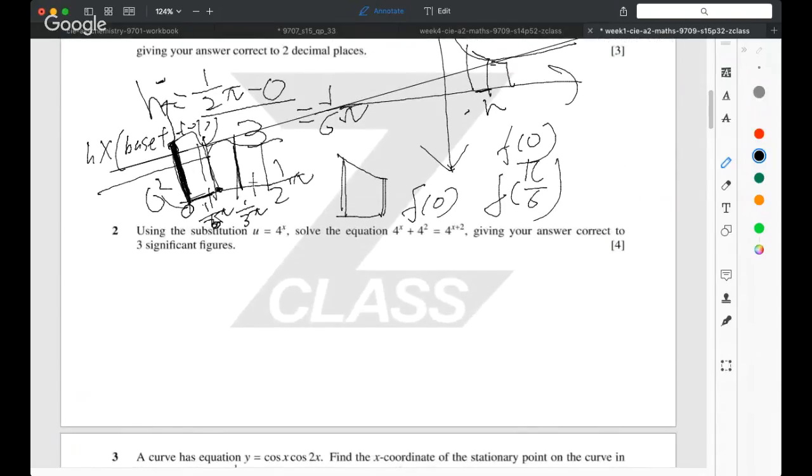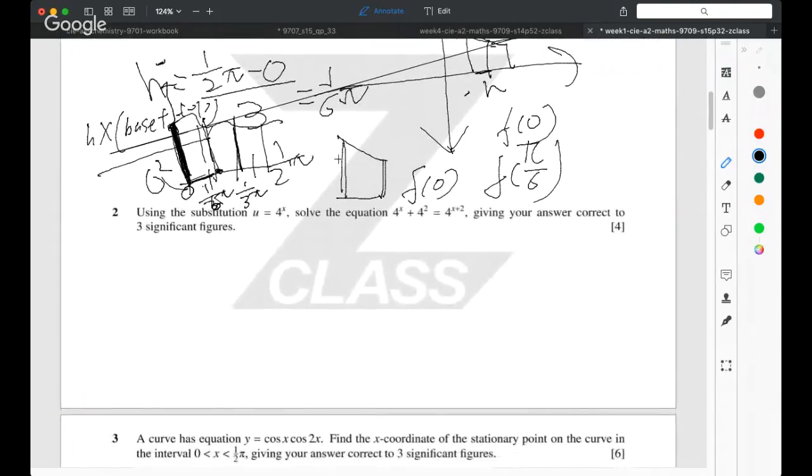I'm not going to calculate the exact numbers as long as you know how the method works. So the second question.